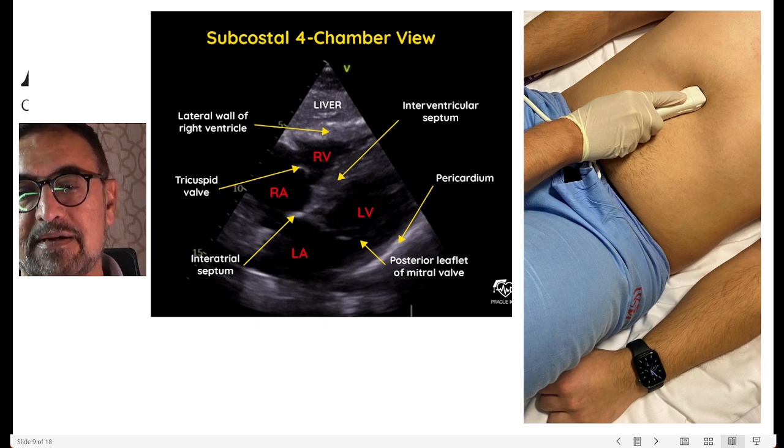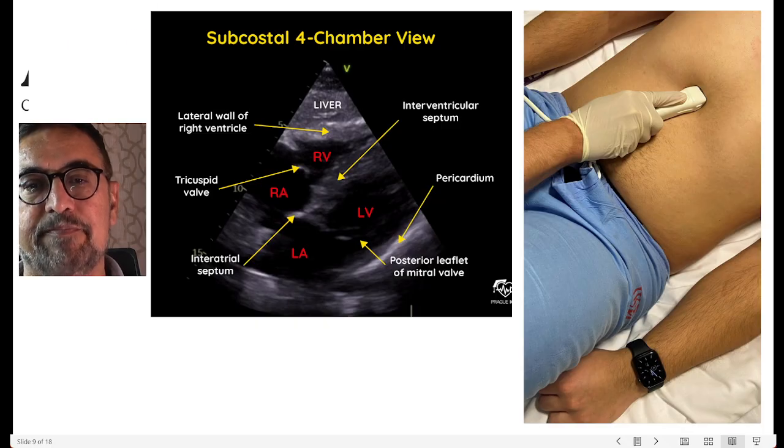These images are courtesy of the website that's indicated in the bottom right.